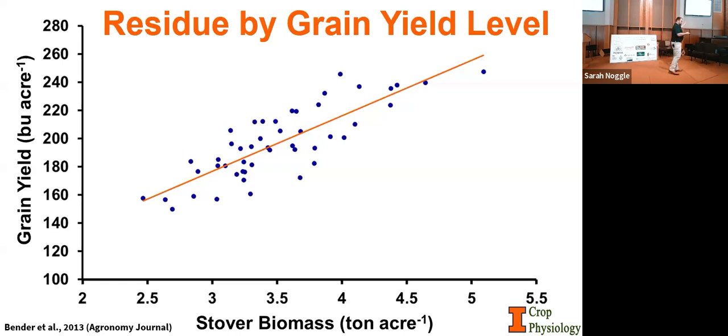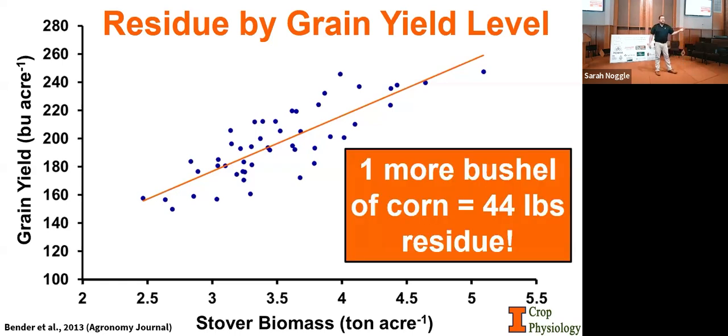So more yield is more stover. And in fact, if you do that math, one more bushel of corn going in the bin is 44 pounds of dry matter going out the back of the combine. Now, 44 pounds doesn't seem like much per acre, a straw bale. But then you start doing the math.